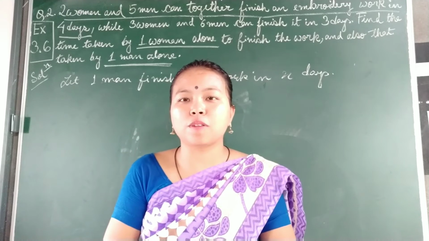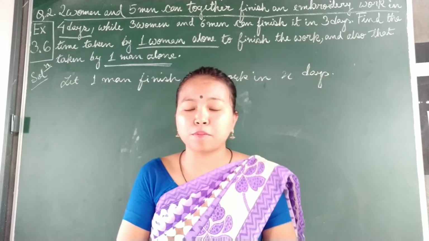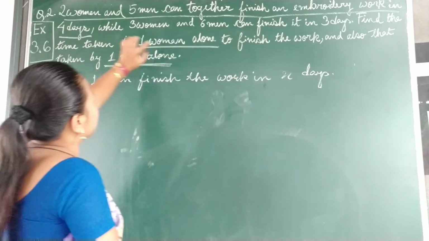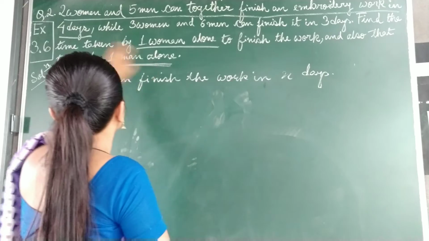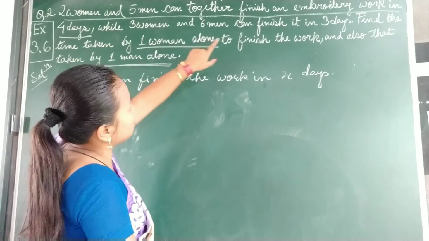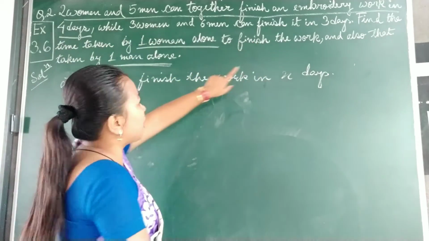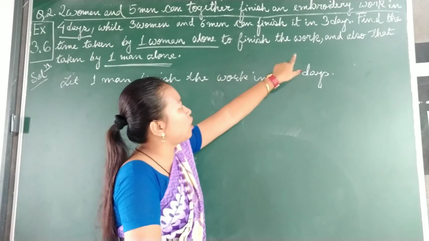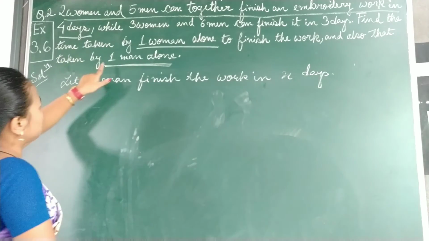Students, today we are going to solve linear equations in two variables, exercise 3.4, question number 2. Let me read out the question. 2 women and 5 men can together finish an embroidery work in 4 days, while 3 women and 6 men can finish it in 3 days. Find the time taken by 1 woman alone to finish the work and also that taken by 1 man alone.